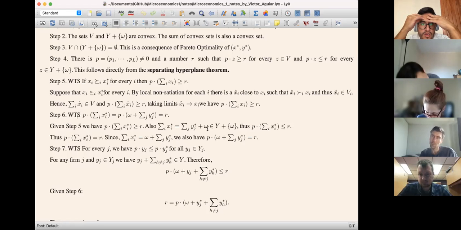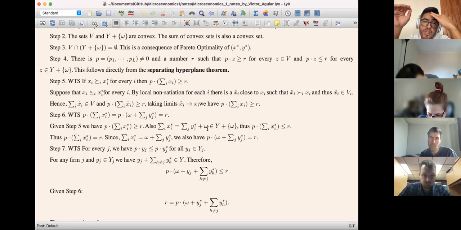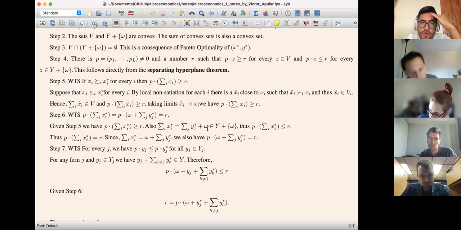Okay, now we have done it. So that, in other words, has pinned down the R. Now, step 7, we want to show that for every firm J, we have that P times Yj is less than or equal to P times Yj star. So who recognizes this inequality? This is telling you that Yj star has to be profit maximizing, right? We want to show that.